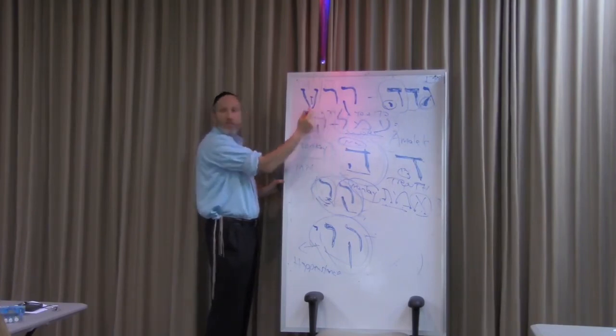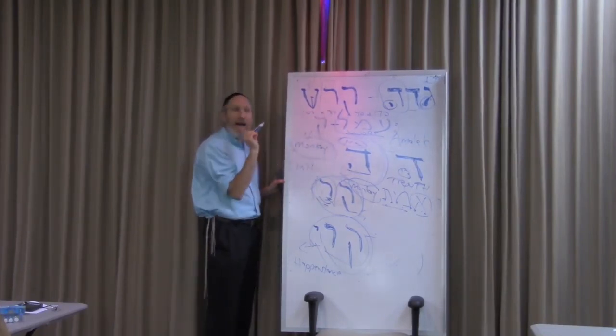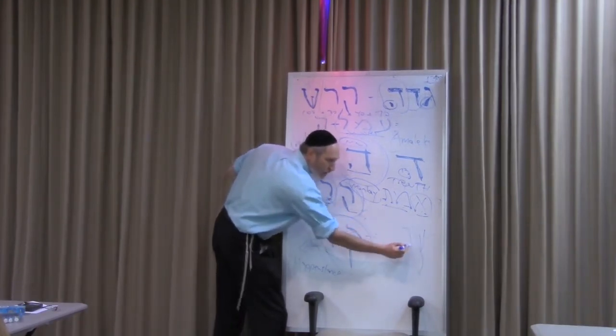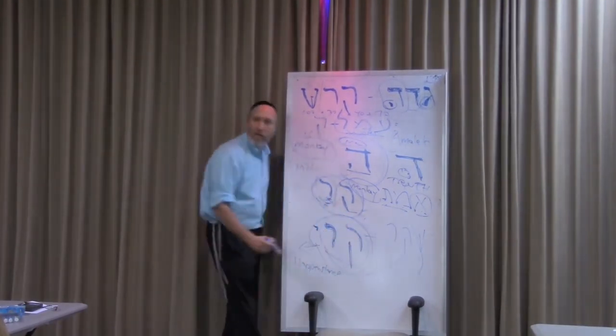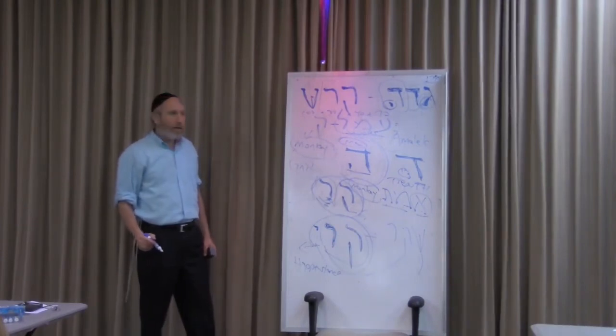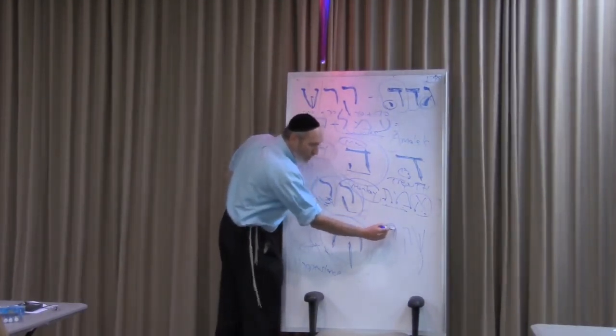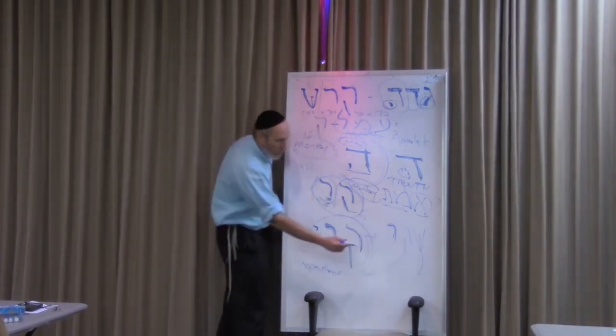It's the kuf, the resh, and the shin. But they're a little bit out of order. And they spell the word sheker. What is sheker? A lie. And look at this. That's why the Talmud says the sheker stands on 1 leg.